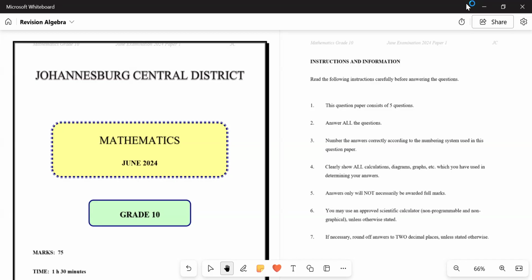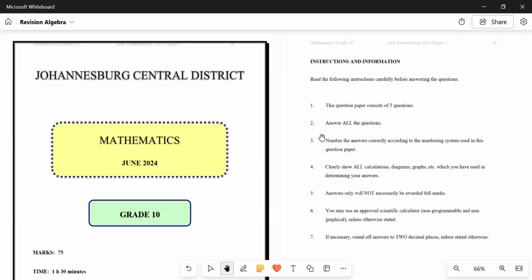Today's guide, we are actually focusing on grade 10 revision. So now I'll be explaining grade 10 mathematics June 2024, but I will focus on algebra. So I'll be revising algebra. So guys, please make sure that you have your pen and paper. Without waste of time, let's go through our question paper.